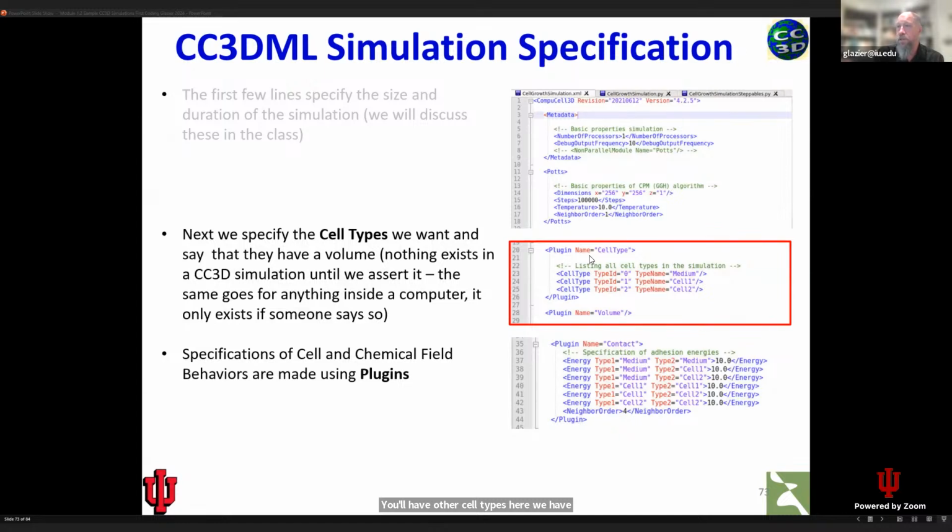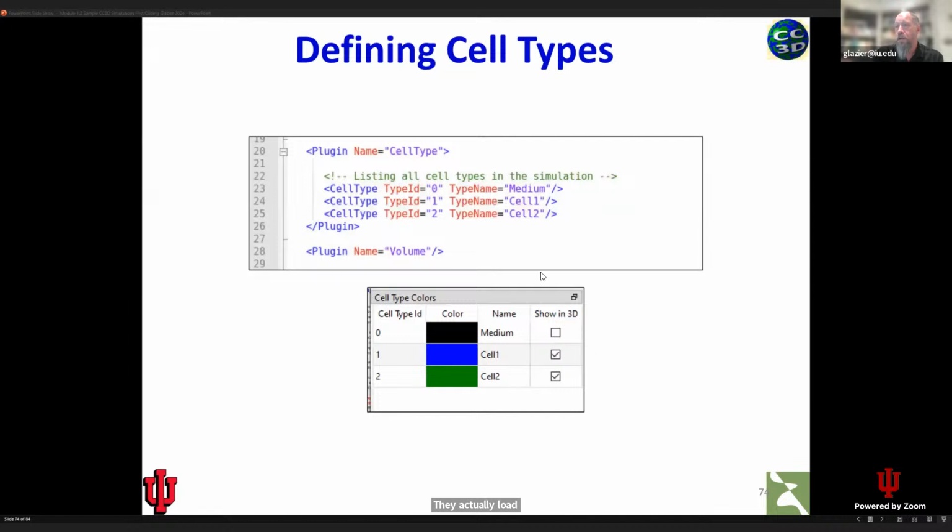You'll see plugin. Plugins are a particular kind of component in CompuCell. If you're a computer person, you'll know what plugins are. They actually load modules into the CompuCell simulation. And those plugins, the cell types will show up as the cell type colors in the player window.